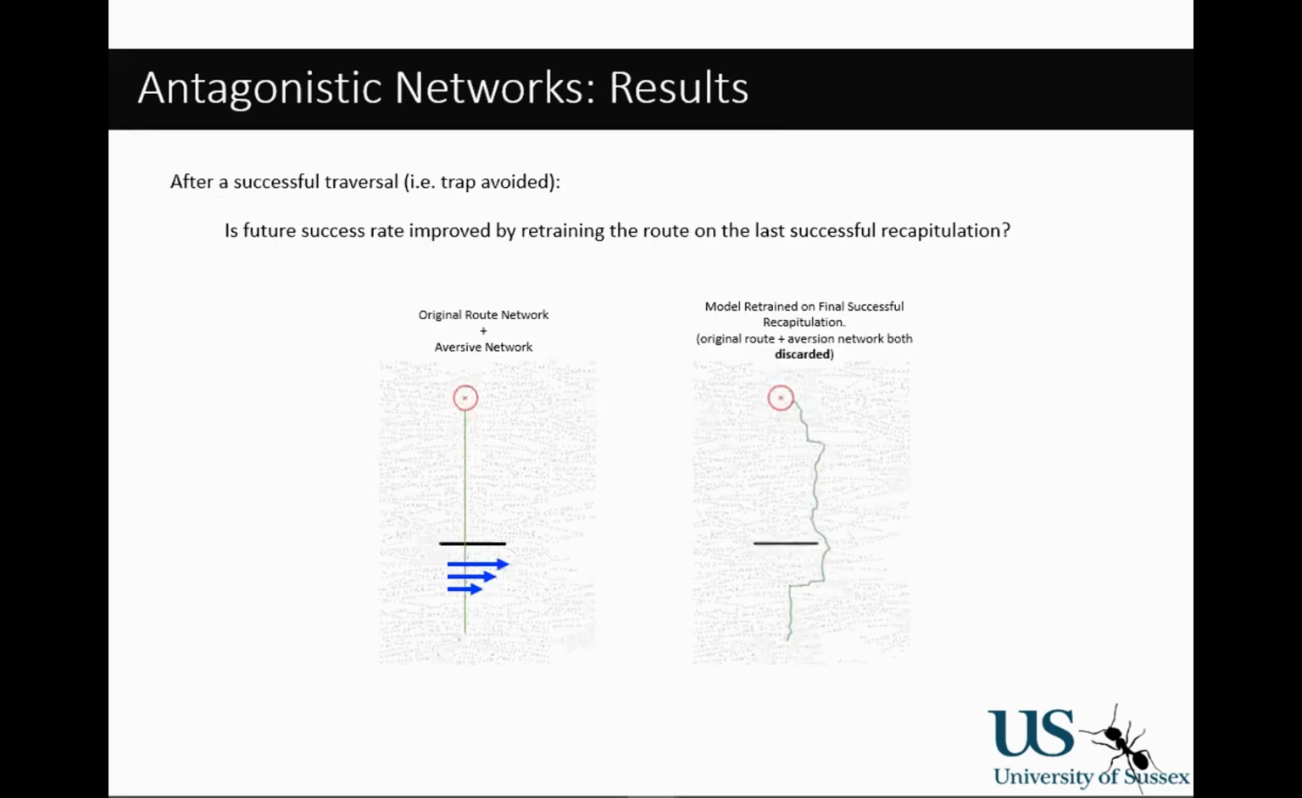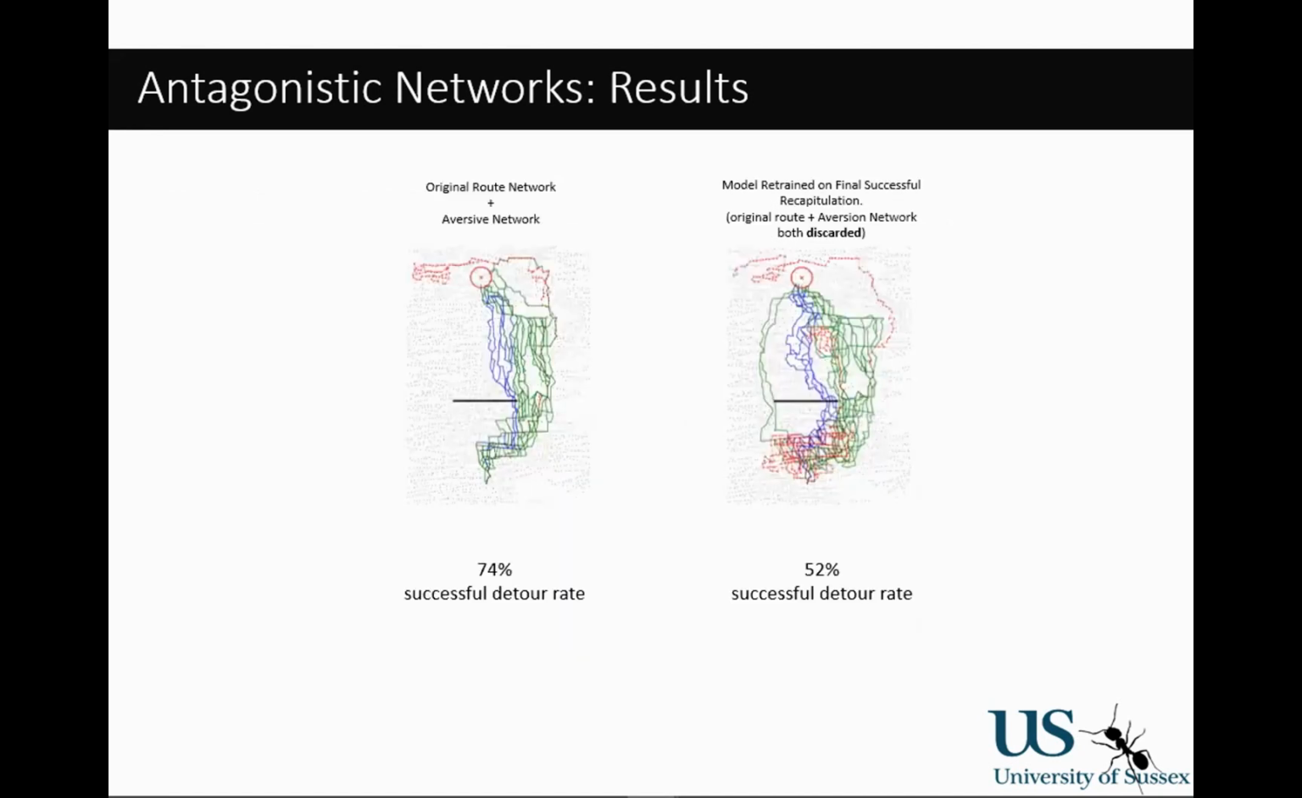So at the end of the repeat, we wondered if, after a successful traversal where the trap was avoided, is the future success rate improved by retraining the route on the last successful recapitulation, or should we just maintain using the antagonistic networks? So should we just keep the straight route network and the aversive network, or should we retrain on this final route, which was successful, and then discard the original route network and the aversive network? And we get better results, so a 74% successful detour rate if we keep the antagonistic networks. We still have a 52% successful detour rate if we retrain the route network and discard the original networks. So it seems like it is beneficial to keep going with this antagonistic network method.